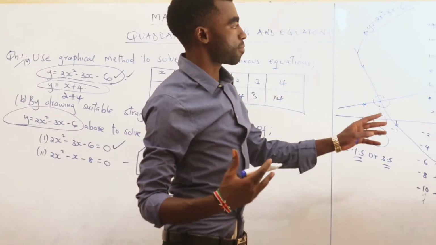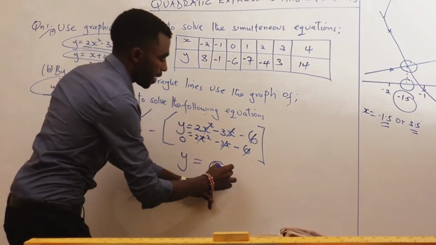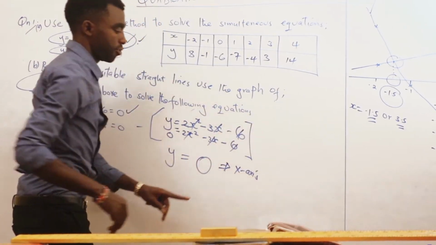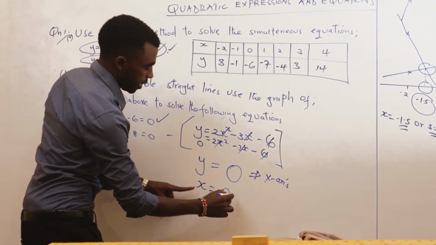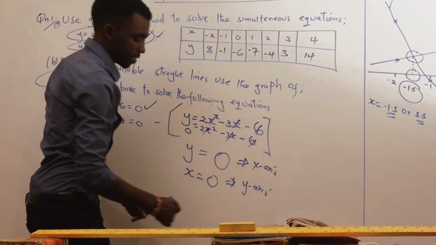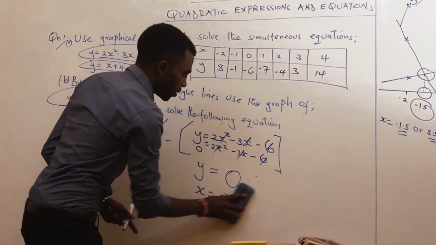Students, we know in the Cartesian plane, the line y is equal to 0 is the x-axis. Don't forget that. And when x is equal to 0, in this case we mean the y-axis. Don't forget that. So our aim is y is equal to 0. That's what we have. So this is the solution.